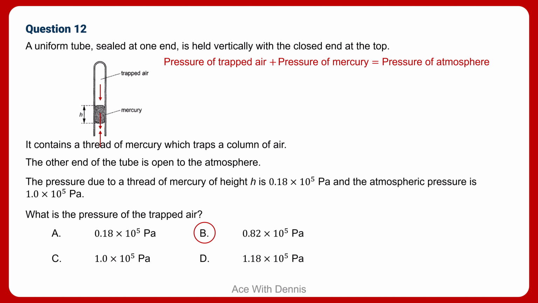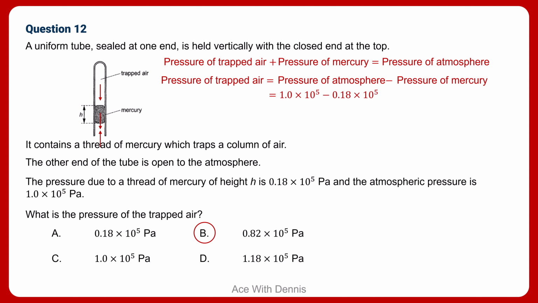So rearranging this equation, we can see that the pressure of trapped air equals the pressure of atmosphere minus the pressure of mercury. Then substitute the values. 1.0 times 10 to the power 5 minus 0.18 times 10 to the power 5, we get 0.82 times 10 to the power 5 Pascal.